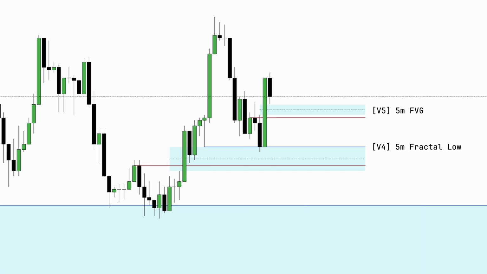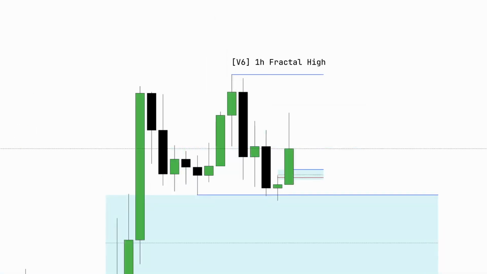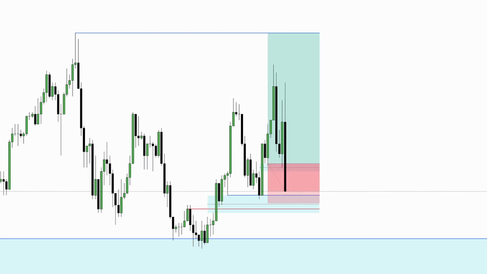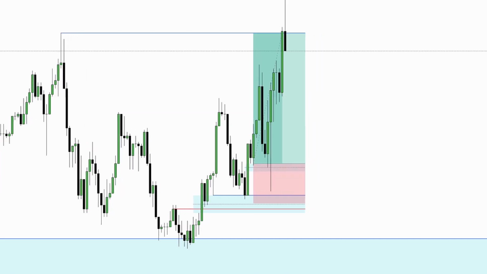As I mentioned earlier, the target most often corresponds to the time frame of variable number 2, so we switch to the 1-hour time frame and look for the nearest fractal high, or FVG zone. The nearest fractal high gives us a risk-to-reward ratio of 3.3, so the position can be opened.